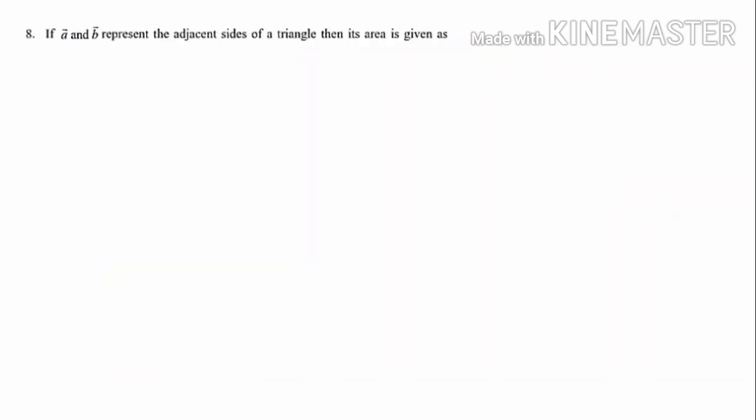Next, we shall discuss point number 8. If vector A and vector B represent the adjacent sides of a triangle, then its area is given as 1 by 2 into modulus of vector A cross vector B. Here we have to note that the adjacent sides of a triangle. Vector A and vector B represent the adjacent sides of a triangle. Let's visualize the statement. Here ABC is a triangle and vector A and vector B are the adjacent sides AC and AB. Here angle between AC and AB is theta. Then area of triangle ABC is 1 by 2 into modulus of A cross B.